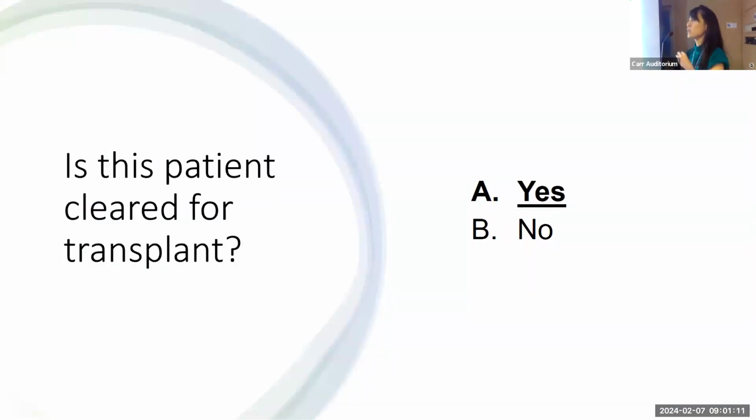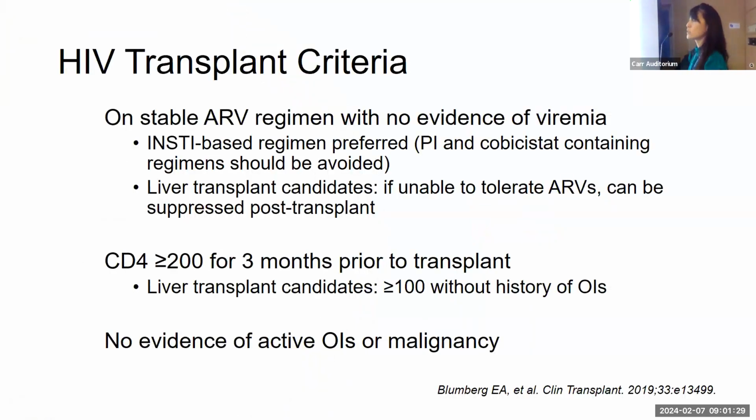But I always try to be really thoughtful about this because, of course, as you all know, transplant involves heavy immunosuppression. Usually with induction, we do less so with livers, but heavy induction and then chronic maintenance immunosuppression on top of their underlying HIV. So I thought I'd go through some of the HIV transplant criteria from the national guidelines from the American Society of Transplantation. The main things we look at are, of course, we want the patient on a stable ARV regimen with no evidence of viremia.